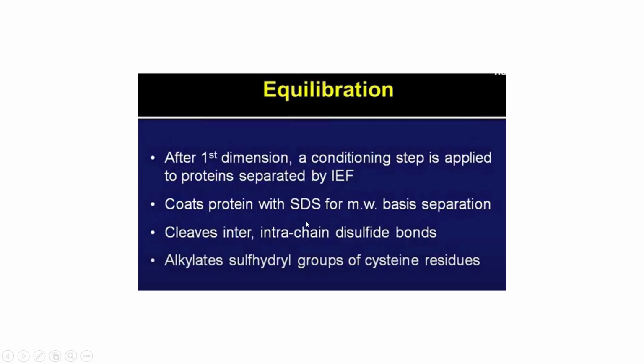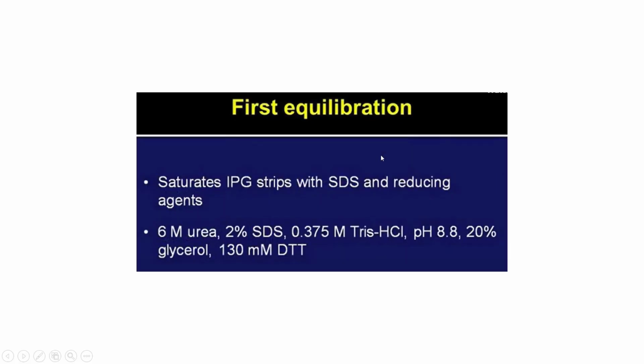Sorry, that is not what SDS does. You need to do reduction and alkylation. Reduction is the breaking of disulfide bonds, and you need to alkylate as well. Those two steps are done in terms of equilibration. So what happens in this equilibration? You add a solution which has SDS, DTT, etc., and you need to saturate this IPG strip with SDS and reducing agents. These are reducing agents, urea and DTT.